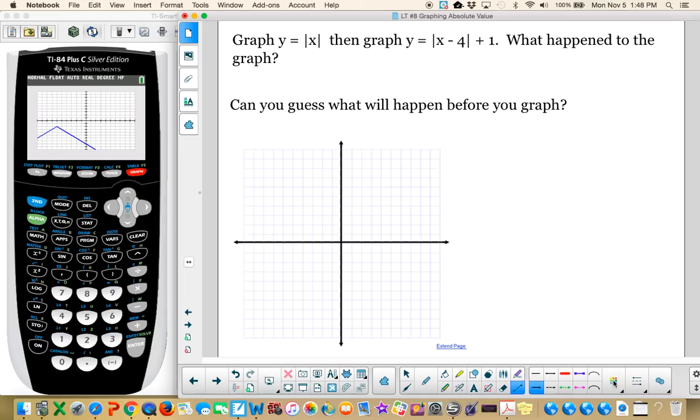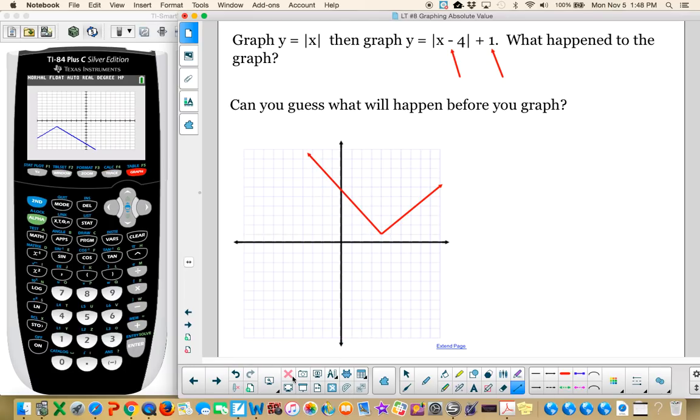So I see a couple things here in the equation that I think will happen. Because of that minus 4, I think it's going to go to the right 4. And because of that plus 1, I think it's going to translate up 1. So to the right 4, 1, 2, 3, 4, and up 1. Let's see if I'm right. I think it will look like this.